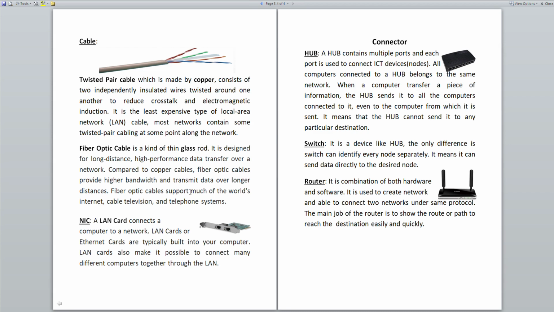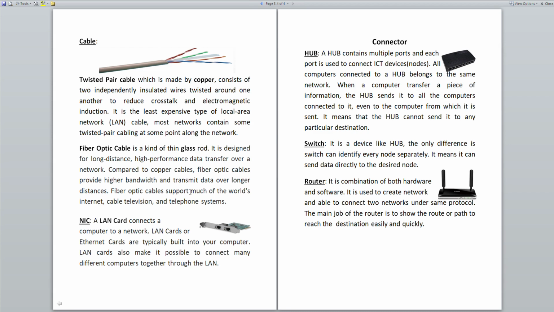But here, in case of fiber optic cable, the data goes as a light. Okay, so bandwidth means the speed of data transfer is very high here, and there is no chance of bumping that data, that light, into the wall. So it covers a very long distance with very high speed.